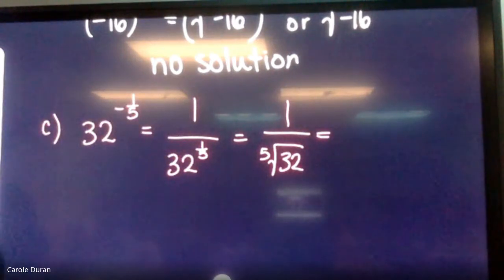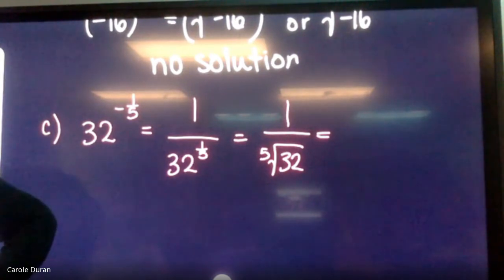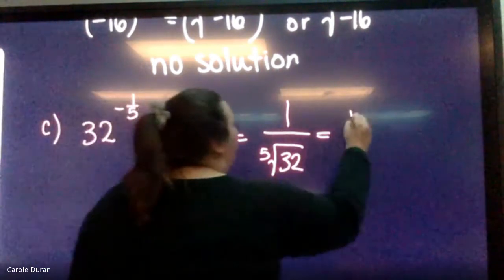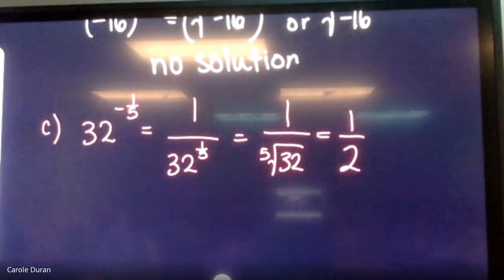What's the 5th root of 32? I said we're not allowed to do that. I said you are now. I know the 5th root of 32 off the top of my head. It should be 2. 2 times 2 is 4, times 2 is 8, times 2 is 16, times 2 is 32. That is five 2s, which makes it 1/2, because the 5th root of 32 is 2.